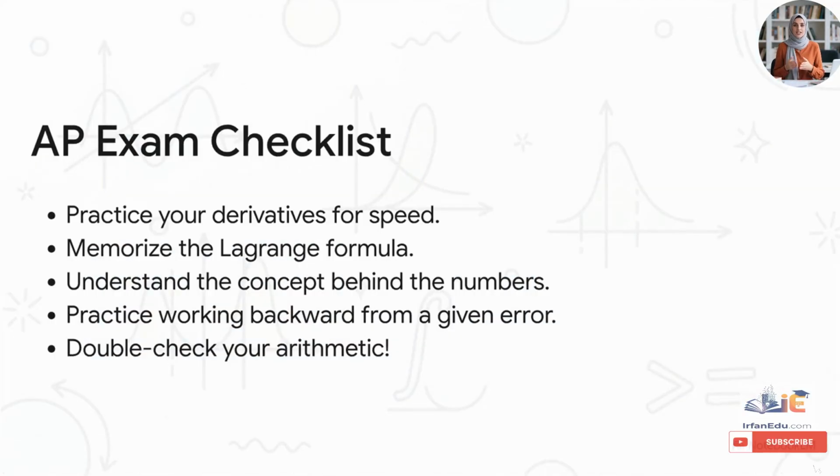So here it is, your final checklist for success. 1. Get lightning fast and accurate with your derivatives. 2. Memorize that Lagrange formula cold. There's just no way around it. 3. Really understand what the pieces mean so you're not just mindlessly plugging in numbers. 4. Practice those tricky problems where they give you the error and ask you to work backwards. And 5. Please double-check your arithmetic. A simple mistake with a factorial can cost you everything.